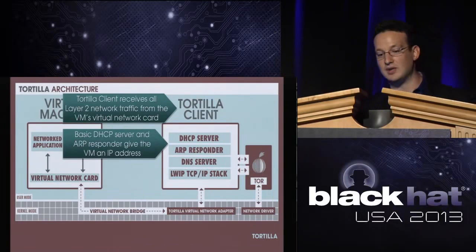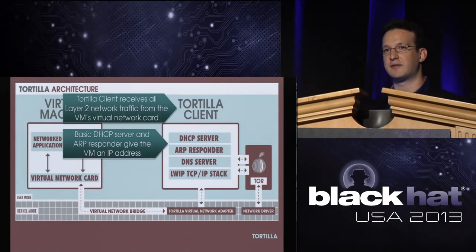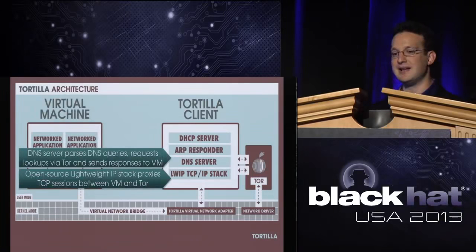So the client receives all layer 2 network traffic from the VM's virtual network card and contains a DHCP server and an ARP responder, very basic ones. And these are just so that the virtual machine can get an IP address. It also comes with a DNS server.